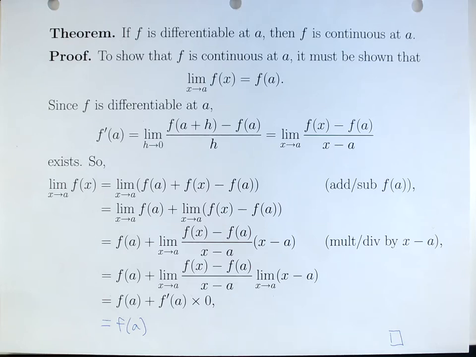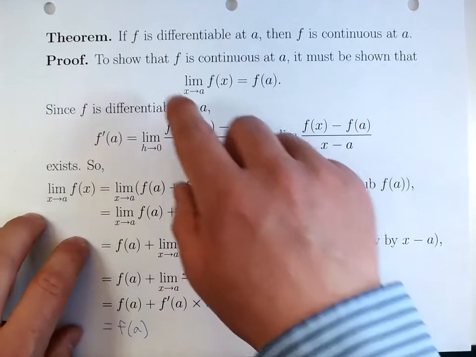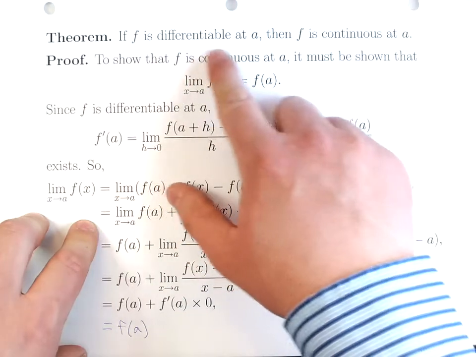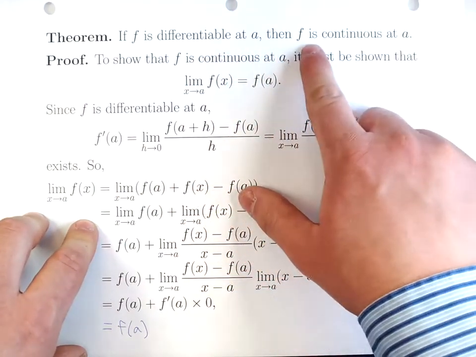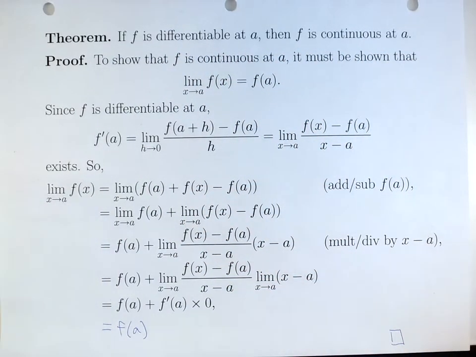All right, let's take a look at this proof. The theorem we're going to prove here is that if f is a differentiable function at a, then f is continuous at a. Okay, so that's the goal here we're going to try to prove.